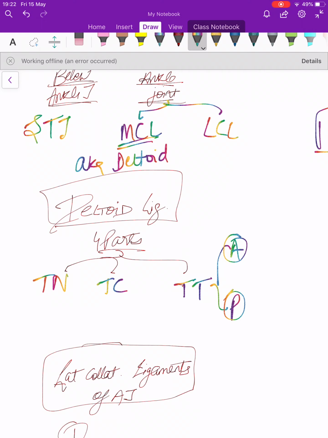So the tibio-navicular part, generally it blends with the spring ligament. Okay, then tibiocalcaneal part, from the tibia, it is from the tibia to the substentacular tali. Okay, then tibio-talar part has the anterior and the posterior part. Alright. Anterior and the posterior.